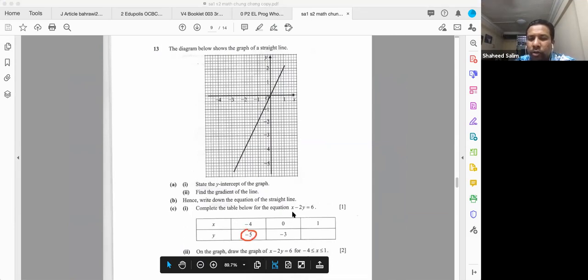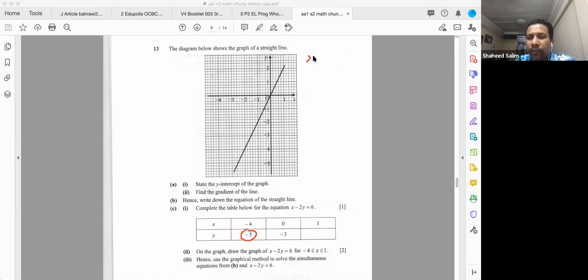You must find out. So now is x minus 2y equals to 6. So what to do? Put in the value of x, -4. Put in -4 here lah. -4 minus 2y equals to 6. Now what do I do after that? I bring the -4 over that side, become +4. So minus 2y equals to 6 plus 4, right? 6 plus 4 is 10.